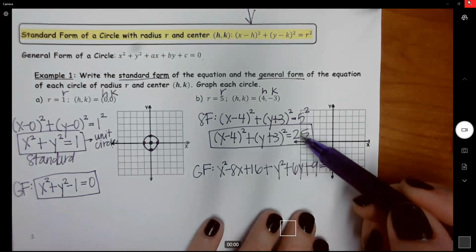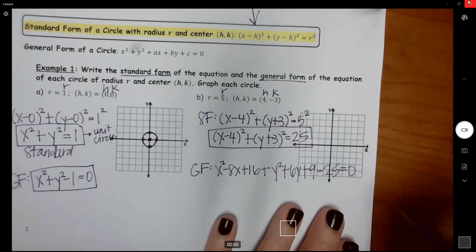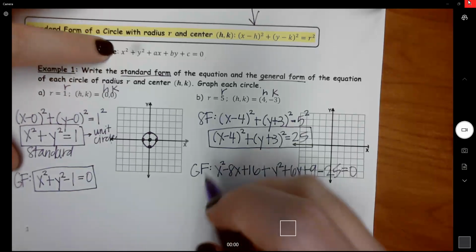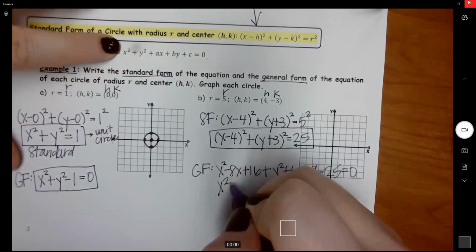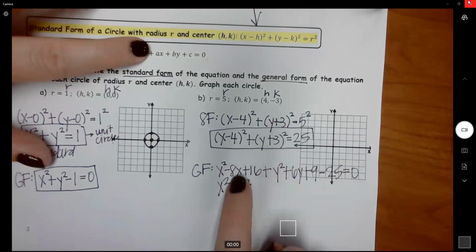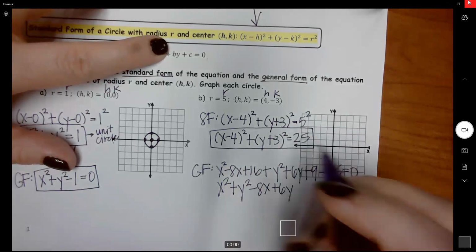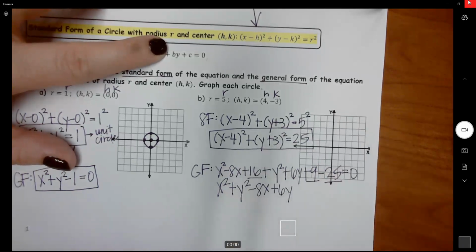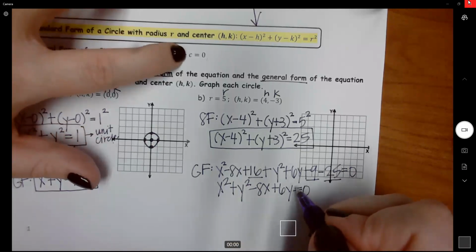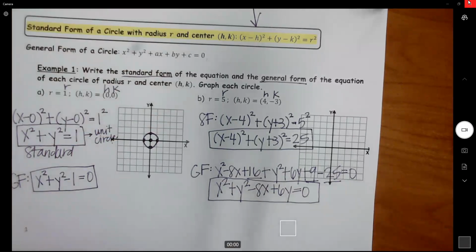And actually, instead of this equaling 25, let's just subtract that 25 over real quick. So then minus 25. Okay, so now just put it in the correct form. So you need your x squared first, your y squared, your ax, so that's my negative 8x, your by, which is 6y, and then combine your like terms. 16 plus 9 is 25, minus 25 is 0. And so this just equals 0. You've got no constant. But if it didn't zero out, then we would have plus or minus whatever. Okay, so that is my equation in general form.